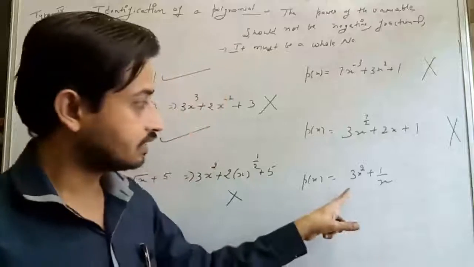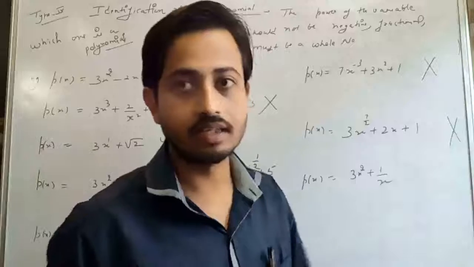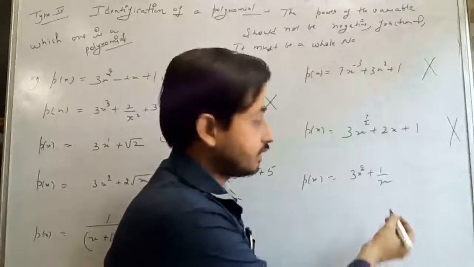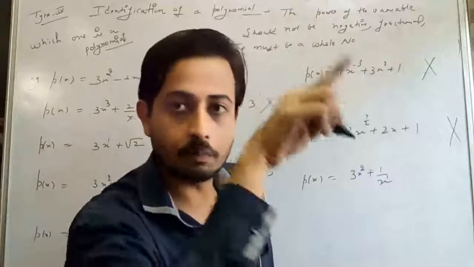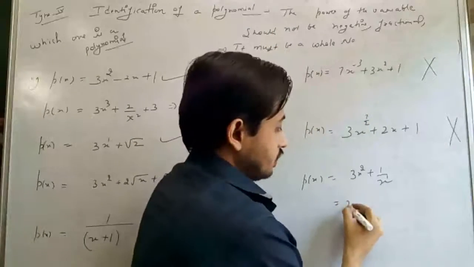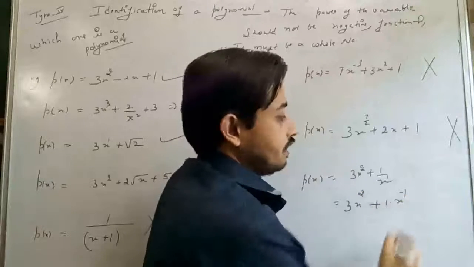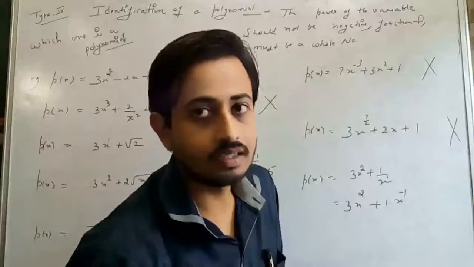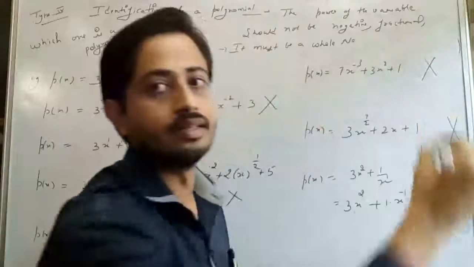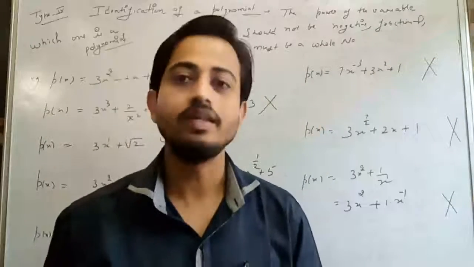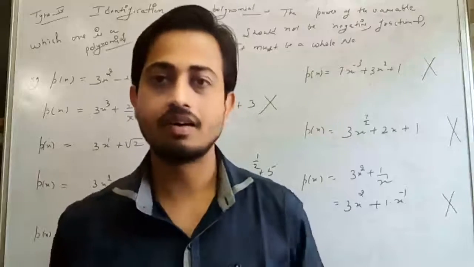Now look at this, 3x raised to the power 2 plus 1 upon x. It means we have to take x to the numerator, and the power of x is not specified. It means the power of x is 1, and if we take it to the upper side, it becomes negative. So 3x raised to the power 2 plus 1 into x raised to the power negative 1, and negative 1 is not a whole number. That's why this is also not a polynomial. I hope this topic is clear to you, because this topic is very, very easy. Please make a note first.